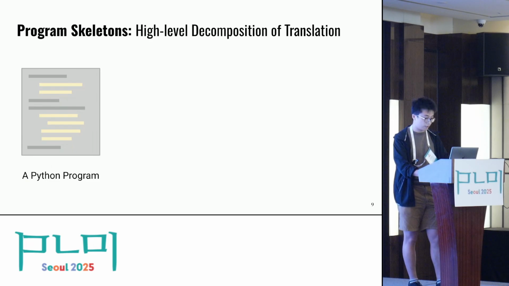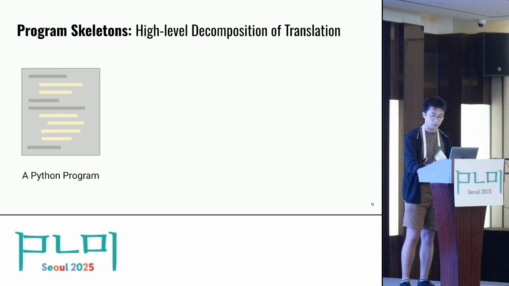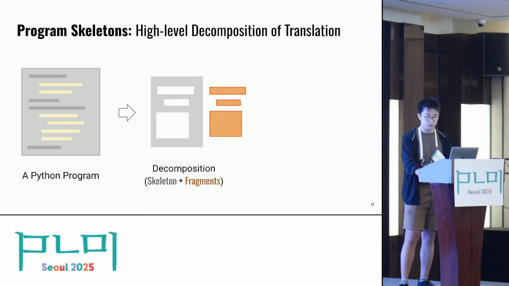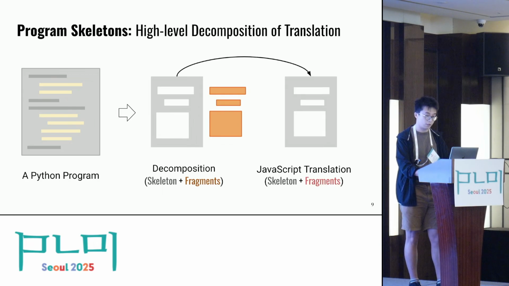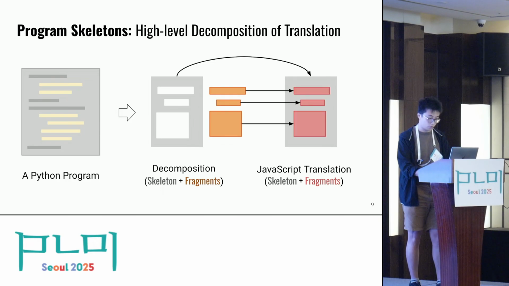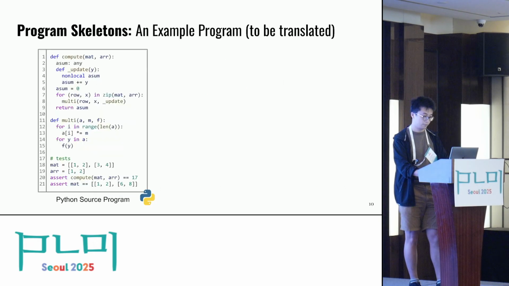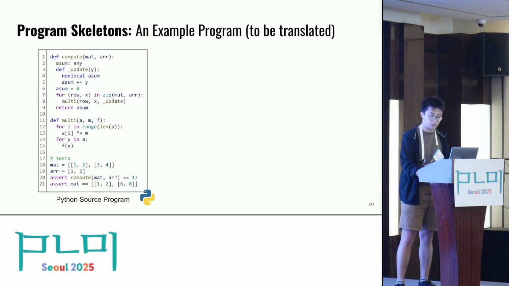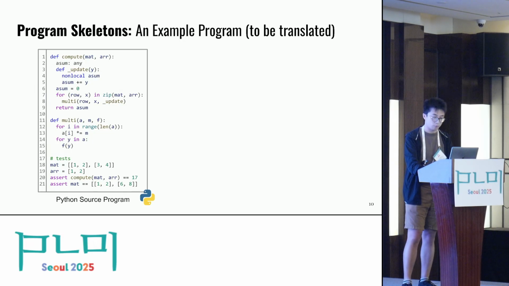Yeah. So let's first look at the high-level idea of program skeleton. It is actually quite simple. Given a source program, we decompose it into a skeleton and associated code fragments. The skeleton is basically an incomplete program with holes. Then the skeleton and the fragments will be converted to the target language and composed into a complete translation. To demonstrate how it actually works, let's first start looking at an example Python program.